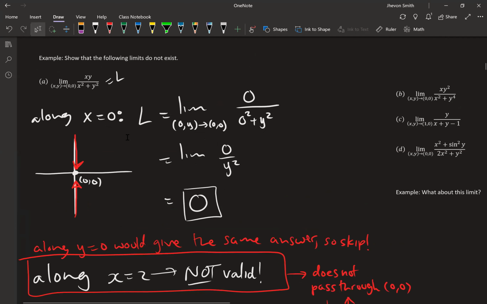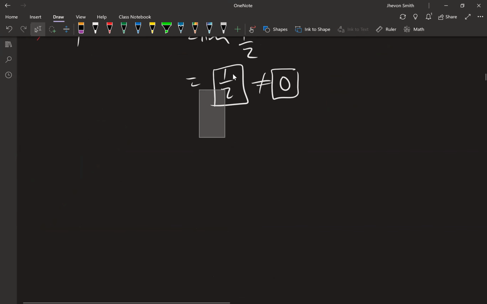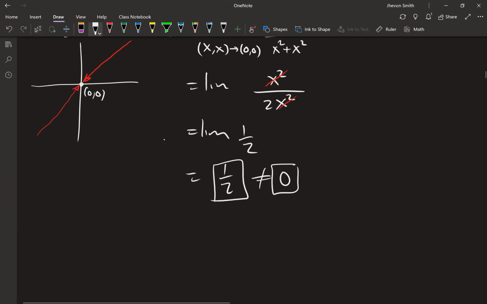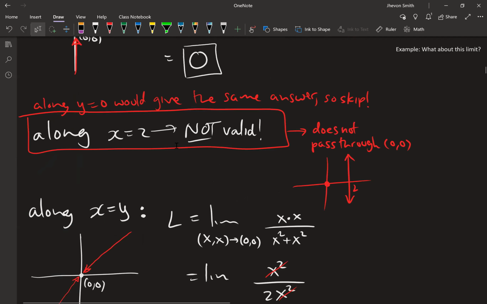So notice that when I went along x equals 0, the limit gives me 0, right? So the z value heads to 0. However, if I approach the same point along a different path, along x equals y, the limit now gives me a half, which means the z value is now approaching a half. Well, it can't approach 0 and a half at the same time. Therefore, the limit does not exist. Okay? And that's how you would show that a limit does not exist.